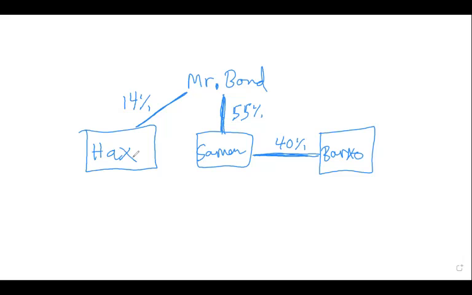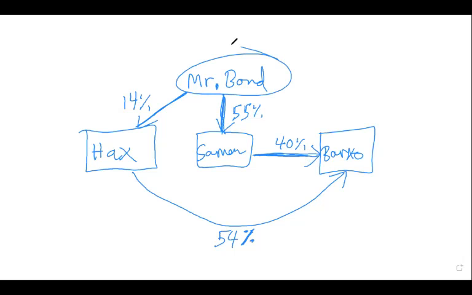Now, Hacks, I'm gonna get this drawing all confusing now. Hacks also owns 54% of Barkso. So Hacks owns that percentage of Barkso. Mr. Bond owns that much of Cernan, that much of Hacks, and Cernan owns that much of Barkso. And here we have the actual human Mr. Bond.